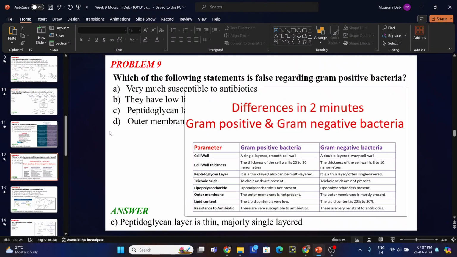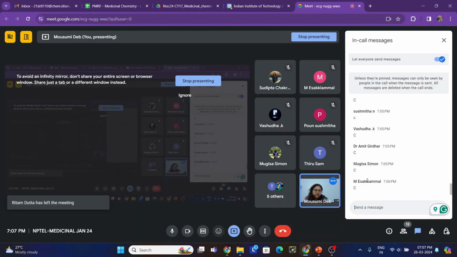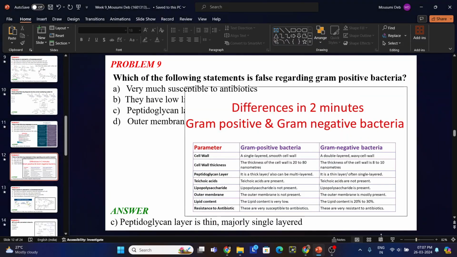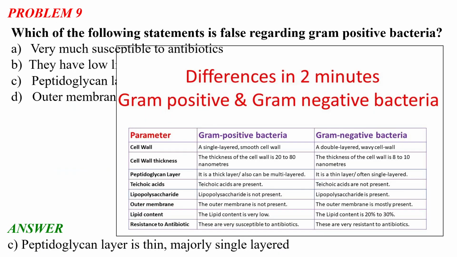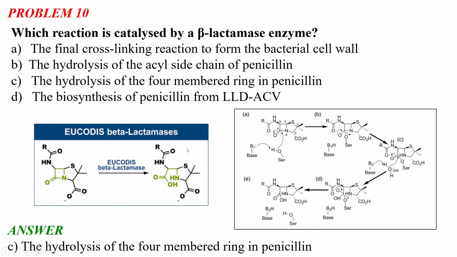Let me check the chat box. So this was a repeating question, I think. I know all of you have answered it correctly, so I don't need to even check, but still this is given, so I will just discuss it once. Yeah, the hydrolysis. The mechanism of hydrolysis, I have shown earlier. There is a serine residue which helps with this kind of hydrolysis of the beta-lactam ring, and there is a base which is a glutamate residue, as I already discussed. And this is the beta-lactamase. So yeah, I will just skip it.